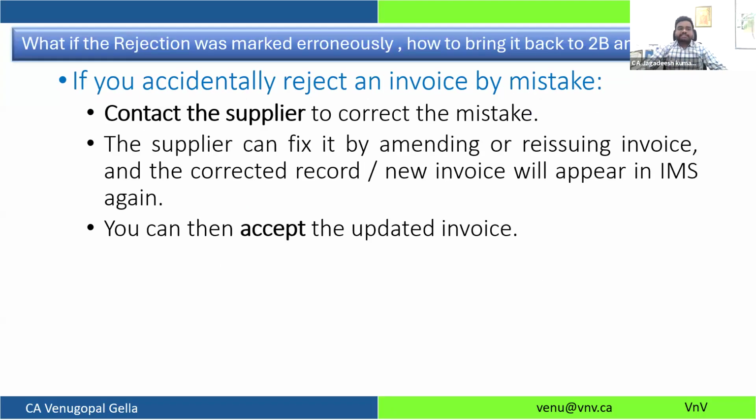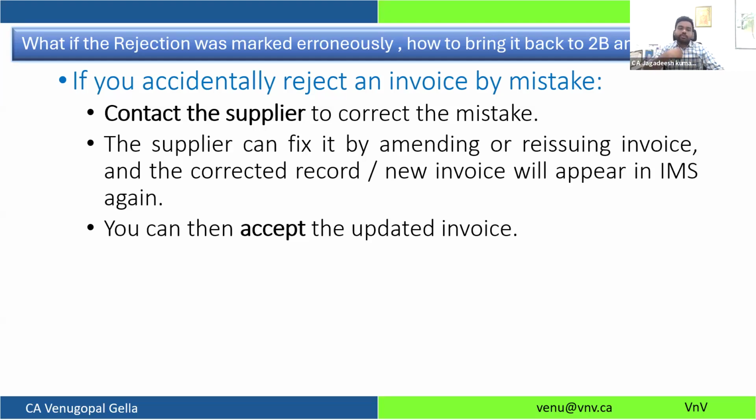What if my rejection was marked erroneously, by mistake? I have marked one invoice as rejected, but it was correct and I overlooked it, and I marked it as rejected and filed the return also. In that case, what can I do? Because as and when you mark the invoice as rejected, it will move out of my IMS. If it moves out of my IMS, it will not flow to my 2B and also to my 3B.